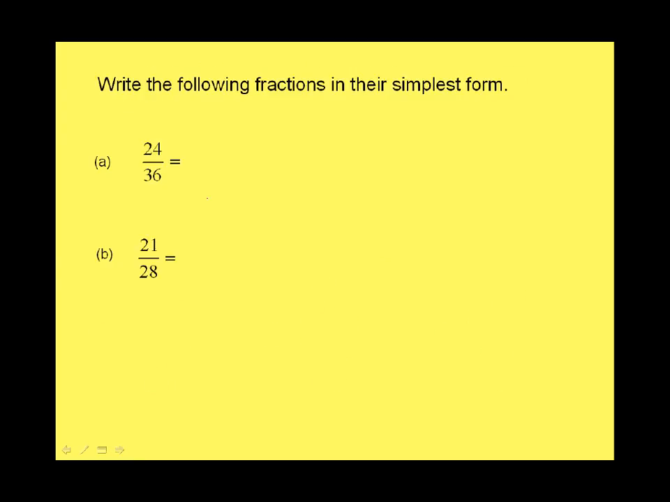Now we're going to do the opposite, cancelling down. So we can divide the top and bottom by the same number. We do the same thing again. Do it again. This time we have to divide by 3. So we get 2/3.